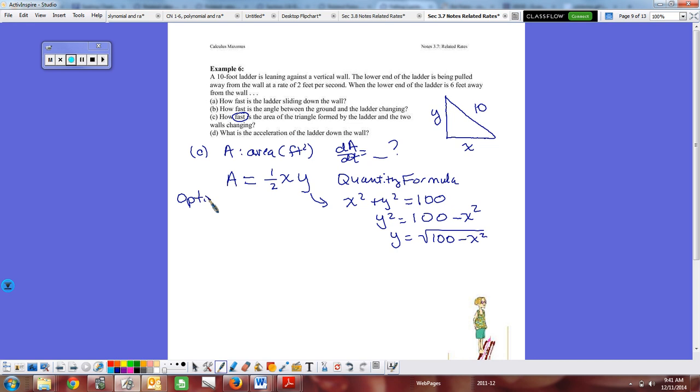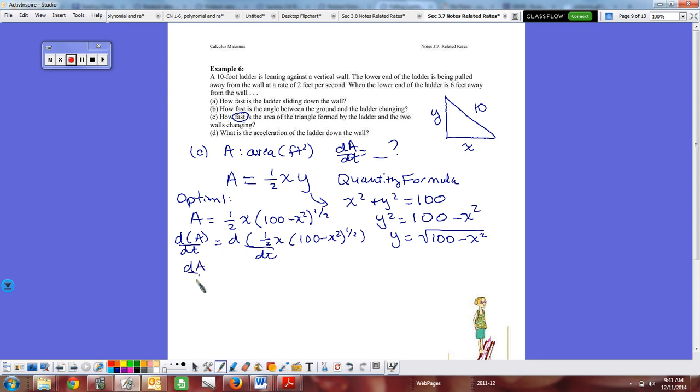Option 1, I'm going to make my quantity formula area equals 1/2 x, and then 100 minus x squared to the 1/2. And so that way I only have one variable to take the derivative of when I do this. All right, so then we find my related rates. I'm going to take the derivative of A with respect to t. I'm going to take the derivative of 1/2 x, 100 minus x squared to the 1/2 with respect to t.